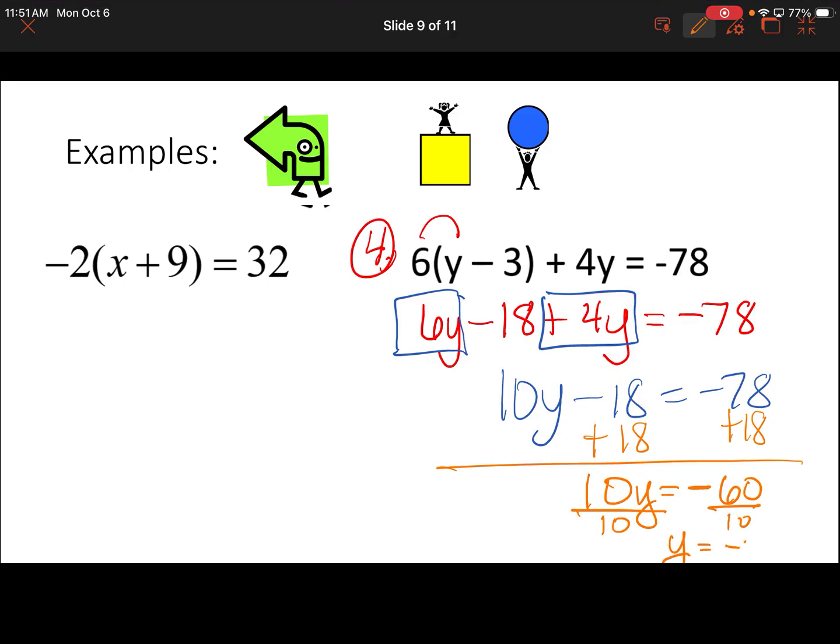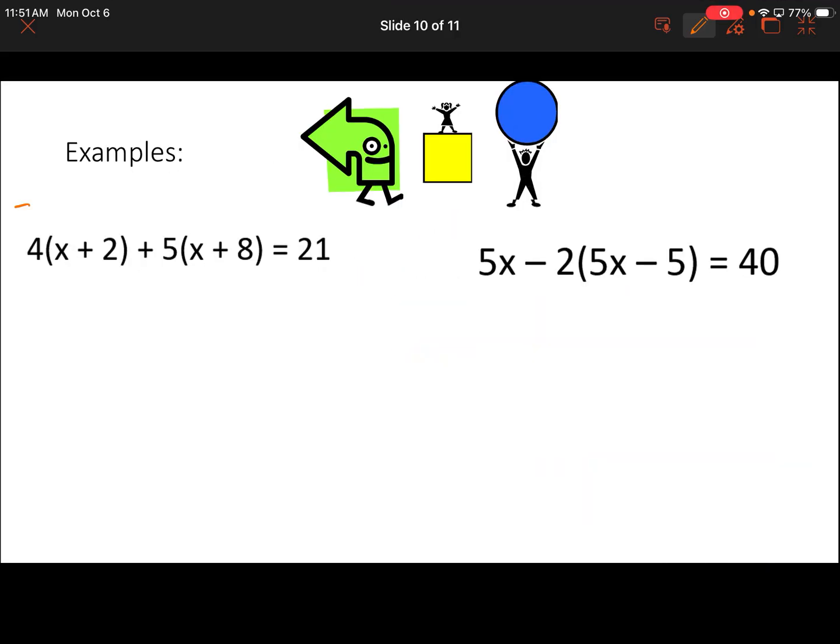y is -6. Yay or nay? Ready for the last two? Anybody got questions on 4? Do you see a clear difference between 3 and 4? Let's go with 5.